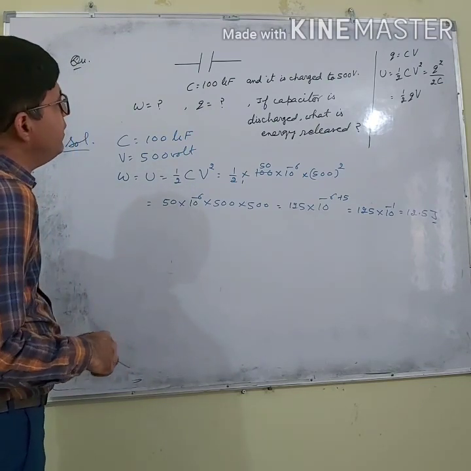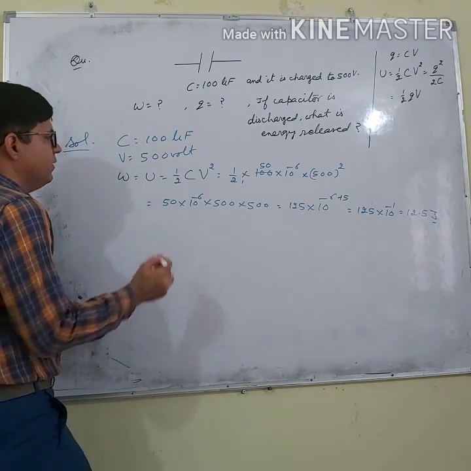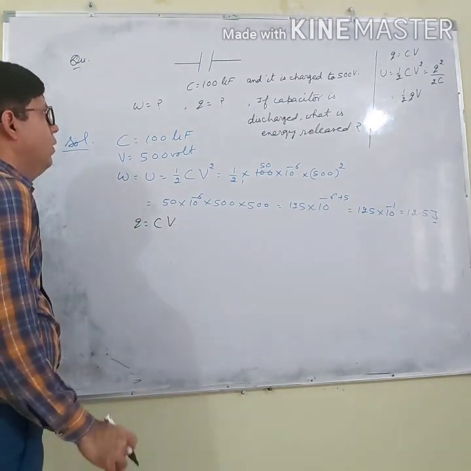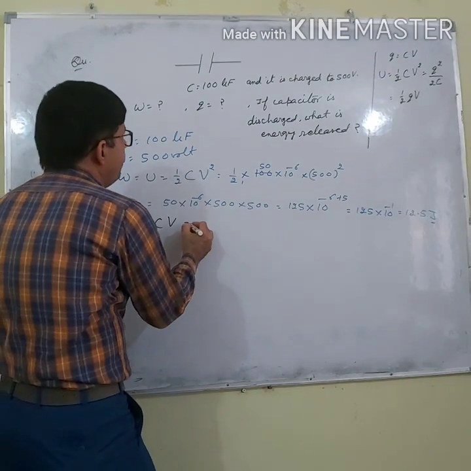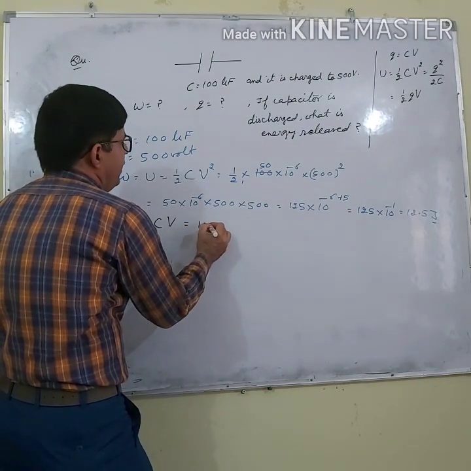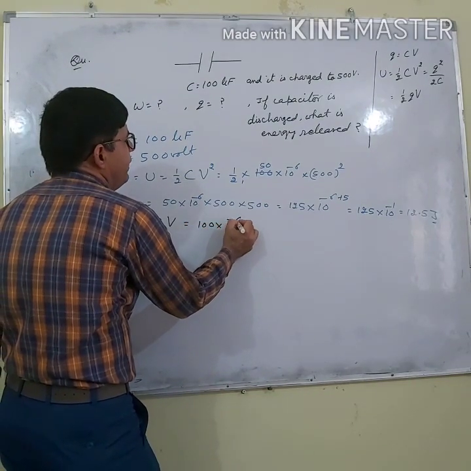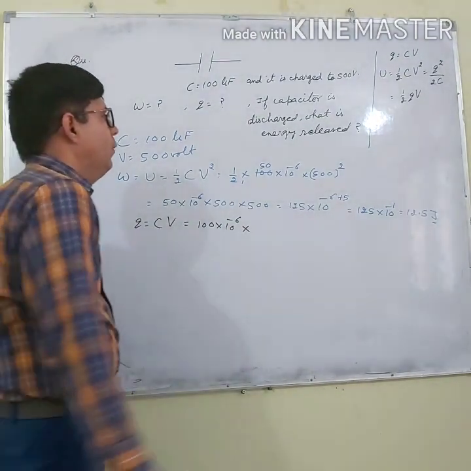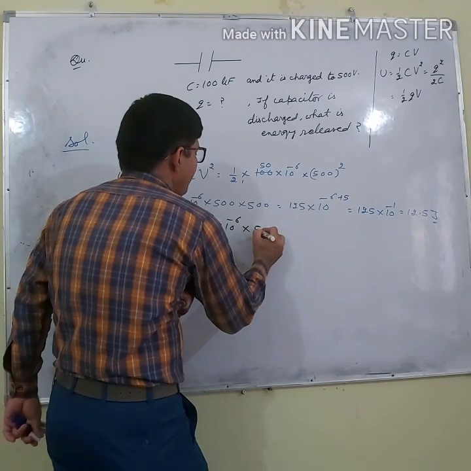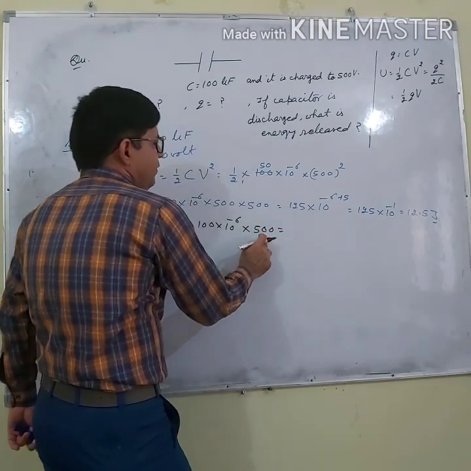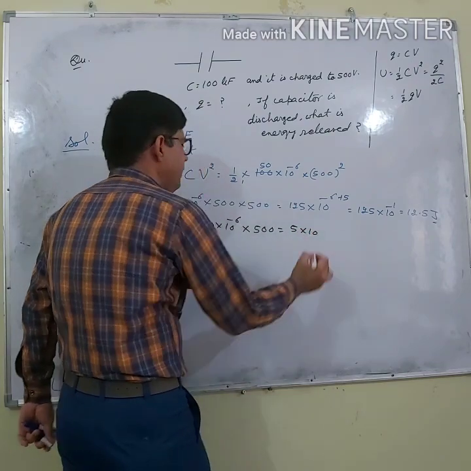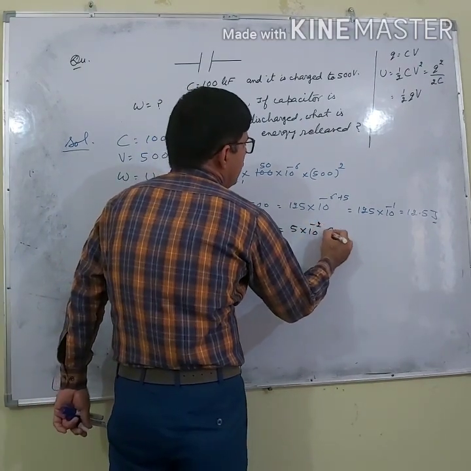Second is, what is the charge on each plate of the capacitor? All of us know Q is equal to CV, and capacity is here 100 microfarad, 10 to the power minus 6. And what is the voltage? Voltage is given to be 500 volt. So if you solve this, 5 into 10 to the power minus 2 coulomb.